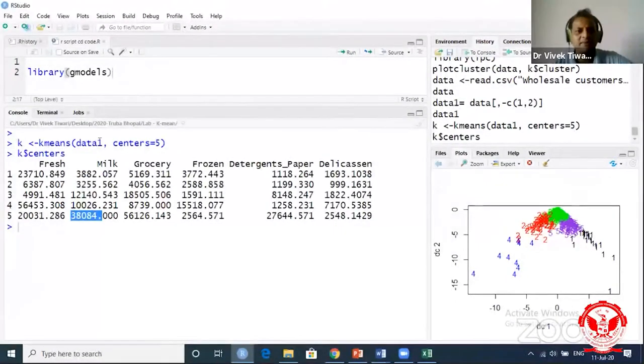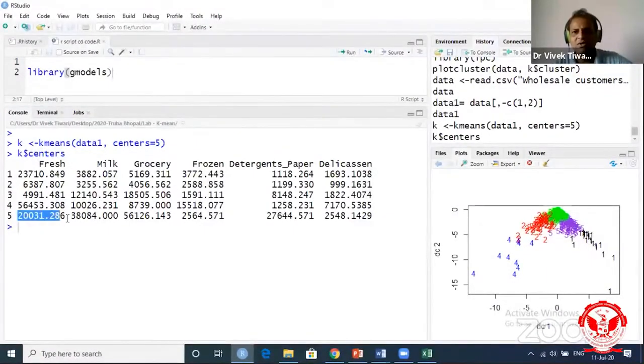If you see it in the holistic way, these are cluster 1, except for fresh, against milk, against grocery, against frozen items, these clusters are poorly performed. It means you can imagine, you can think like that, maybe I am wrong, that cluster 1 contains people that belong to a poor economic background. That's why they are spending less on grocery purchases, milk purchases, and frozen item purchases.